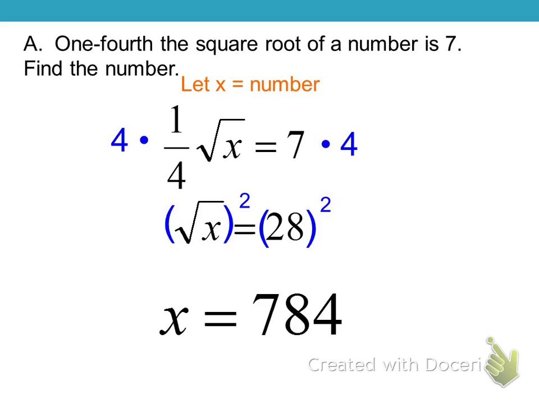Wow. And then if you want to double check that, you would do 1/4 times radical 784 equals, and you're going to get 7. And that's a lot of work. Any questions?